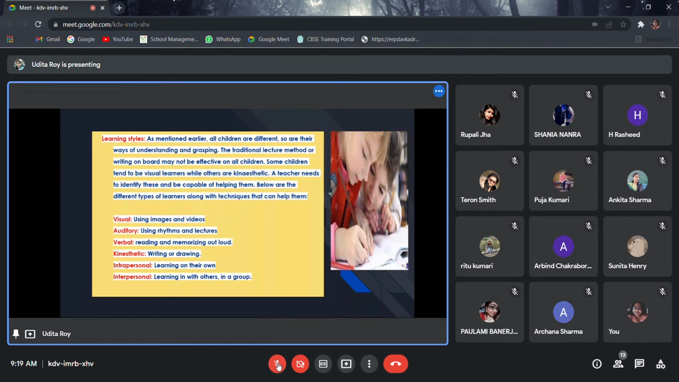According to the VARK model, learners are identified by whether they have a preference for visual learning, that is, learning through pictures, movies, diagrams; auditory learning, learning through music, discussions, lectures; reading and writing, that is making lists, reading textbooks, taking notes; kinesthetic learning, movement, experiments, and hands-on activities; intrapersonal, where they learn on their own, that is basically the hit and trial method that is well known; and interpersonal, where the learners model behavior or learn through collaborative or peer activities.